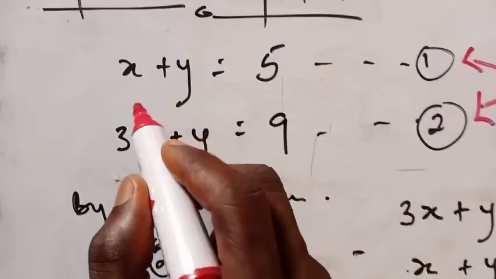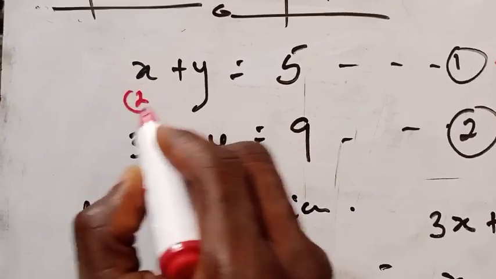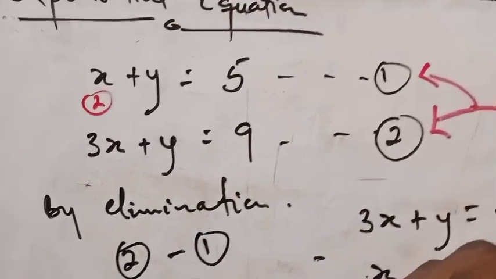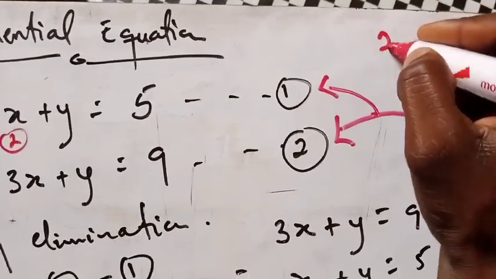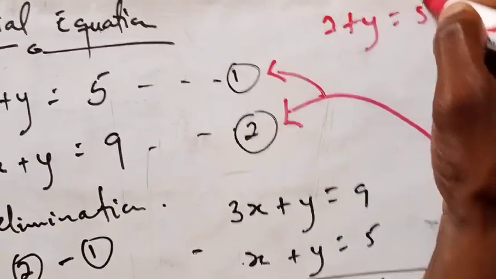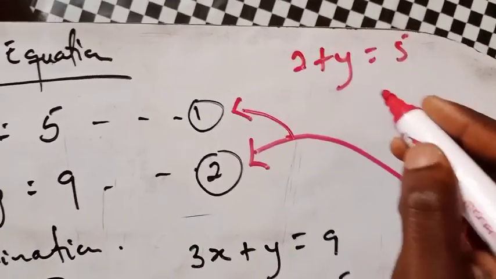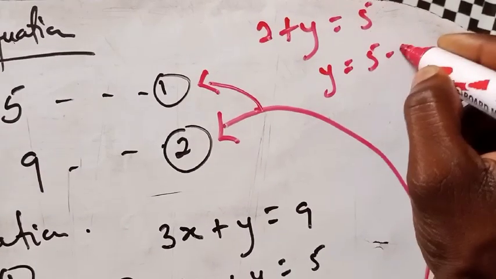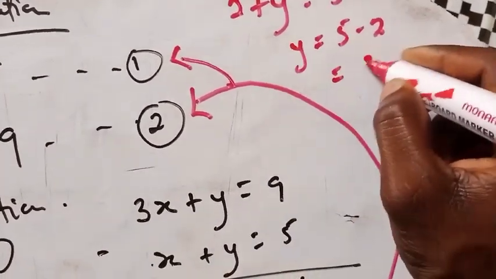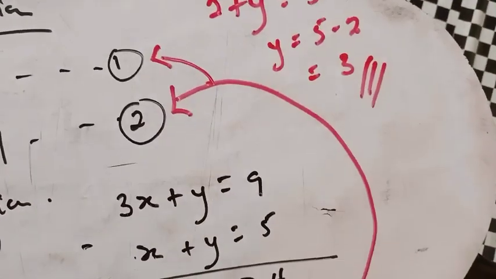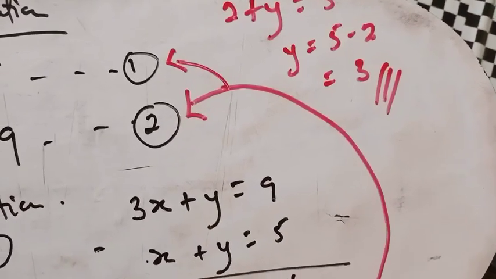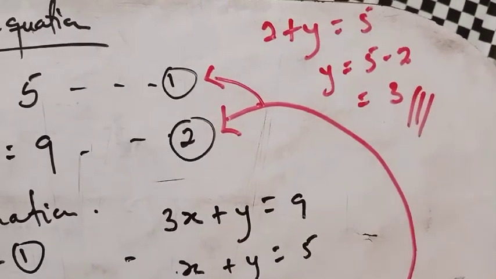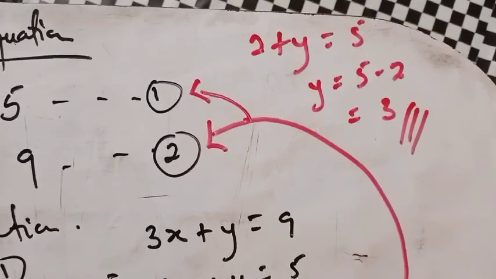So we are going to replace x here by 2. Our equation tends to be 2 plus y is equal to 5. Solving for y, we subtract 2 from both sides. So y is equal to 5 minus 2, so y is equal to 3. These are the two values that we needed to make sure that those two equations hold.